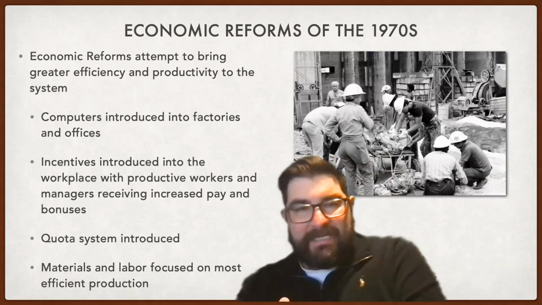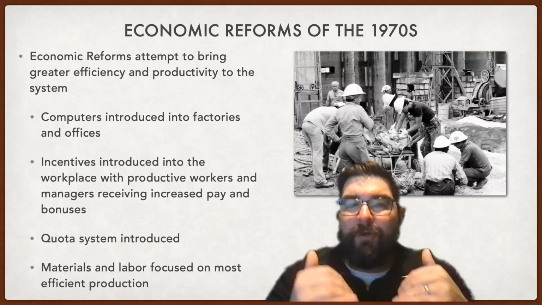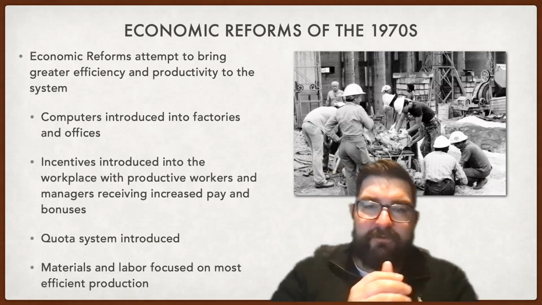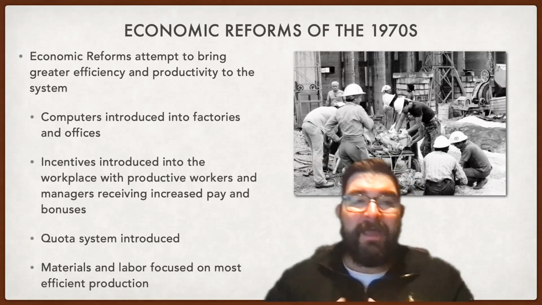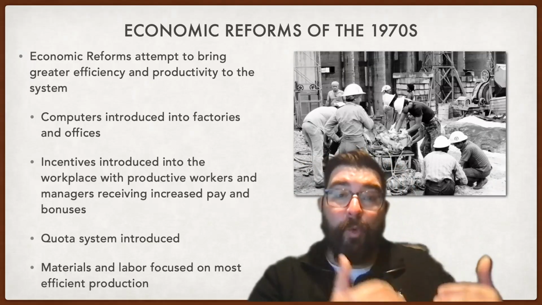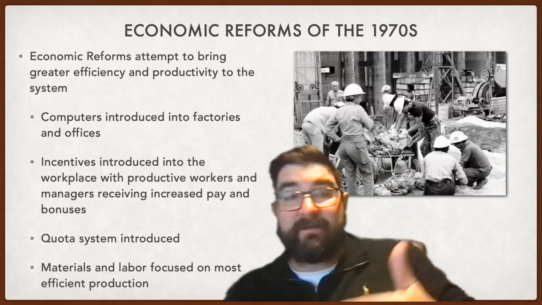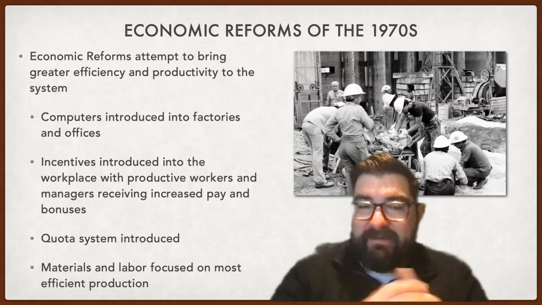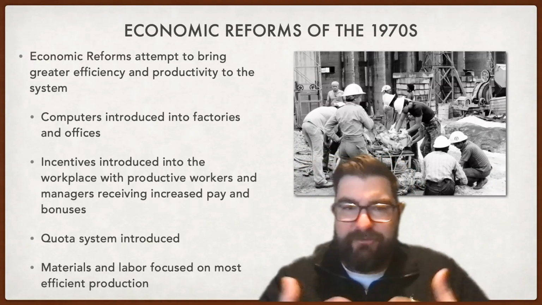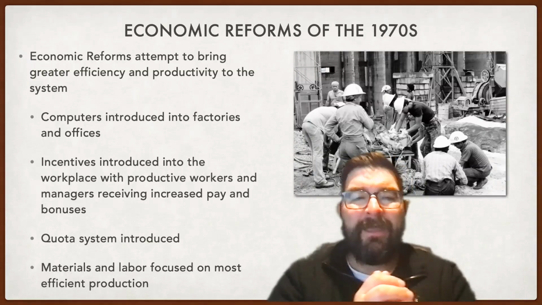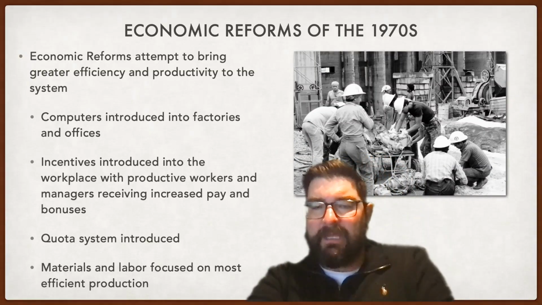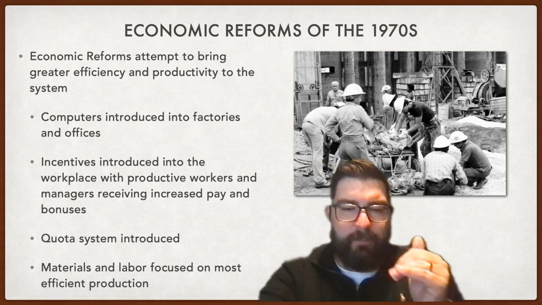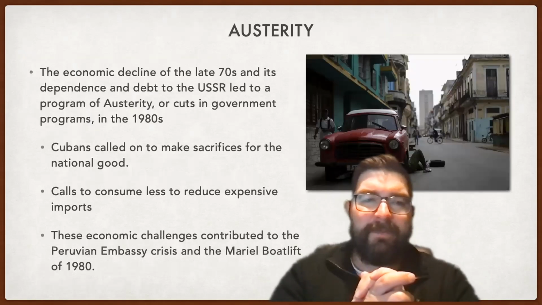Economic reforms of the 1970s would attempt to bring greater efficiency and productivity to the Cuban state. Computers would be introduced into factories and offices. Incentives would be introduced in the workplace to provide productive workers with bonuses and increased pay. Quota systems would be introduced for manufacturing production and sugar production. And material and labor in Cuba would be directed to what were the most efficient factories and most efficient localities.